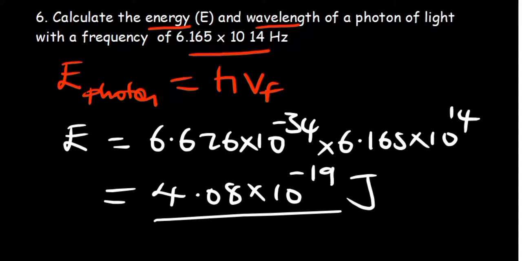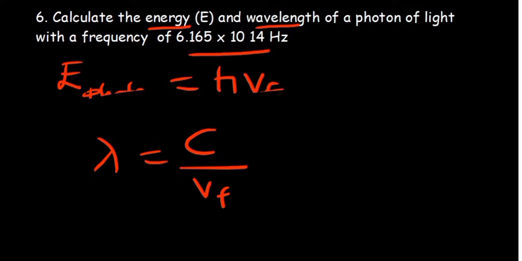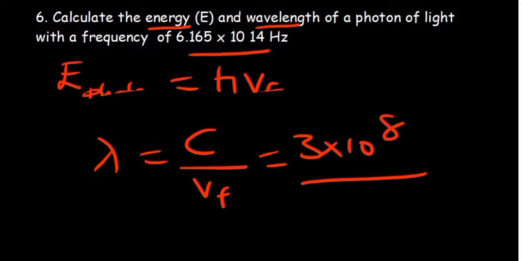So we also need to determine now the wavelength. Basically we know that the wavelength is inversely proportional to what? To the frequency. So the wavelength is going to be the speed of light divided by the frequency. Our speed of light is 3 times 10 to the power 8. Our frequency has been given to be 6.165 times 10 to the power 14.